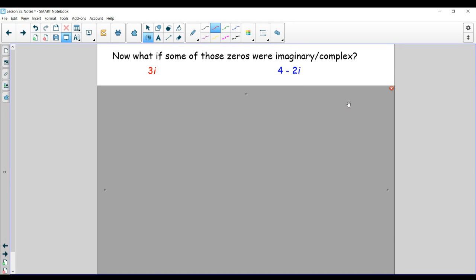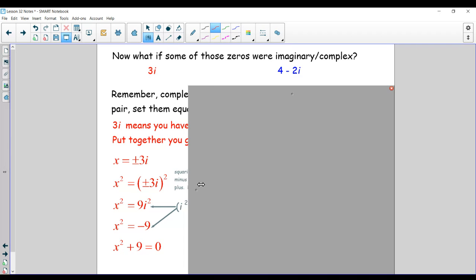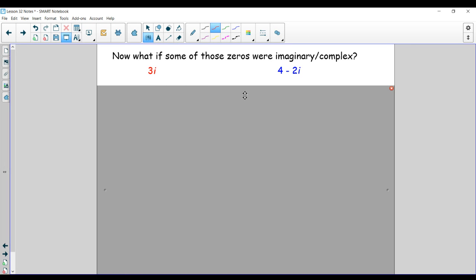Okay, so what if those zeros were imaginary and complex? So, degree of 4, these two are zeros, so I'm also going to have negative 3i and 4 plus 2i for my total of 4 answers. All right, so to figure out what the polynomial would be, let's do this part first.